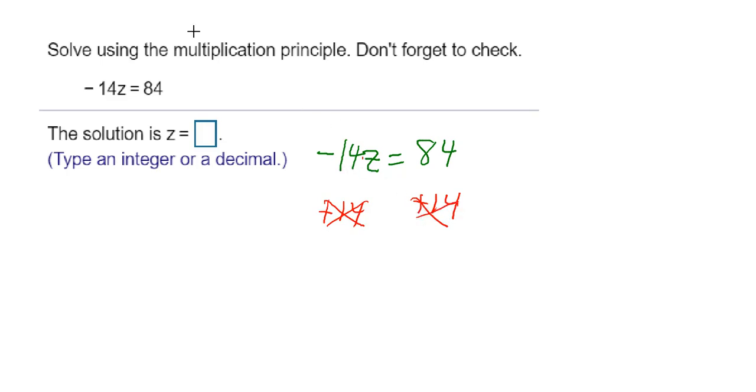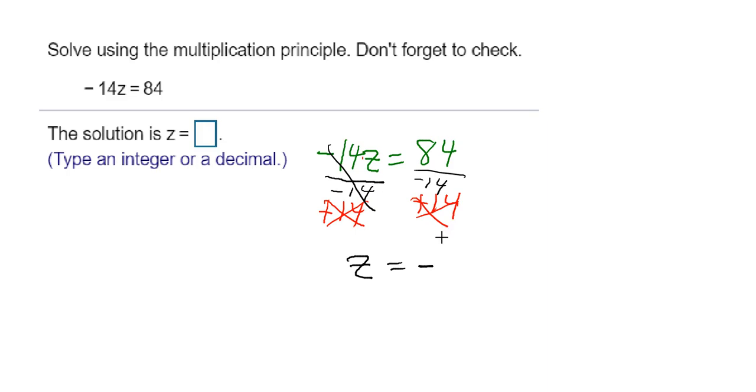What we want to do is divide by negative 14 on both sides. So whatever number you're multiplying by, to cancel it out, you divide by that same exact number. If it's negative, you divide by a negative as well, right? So multiplying by negative 14 is canceled out by dividing by negative 14. So these are going to cancel each other out, leaving me with just the z by itself. And then on the right-hand side, I get positive divided by a negative, which will be negative. And then 84 divided by 14.